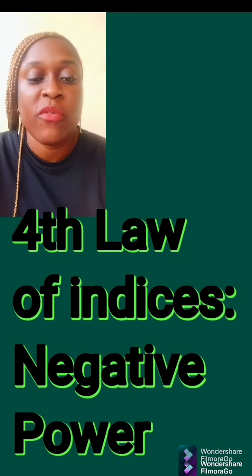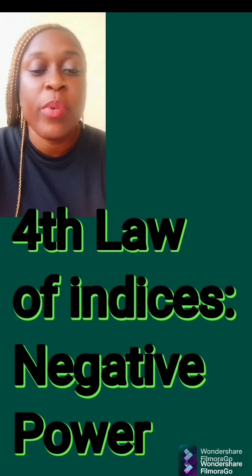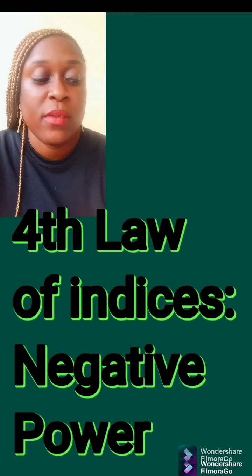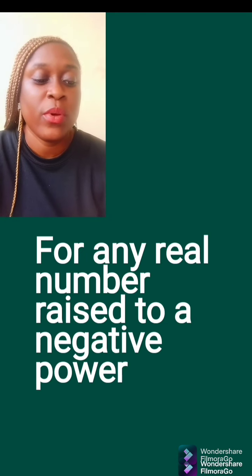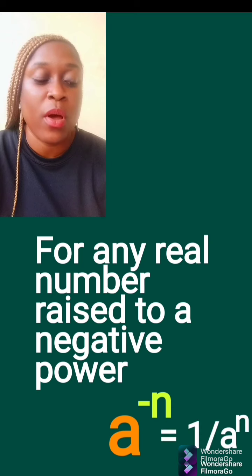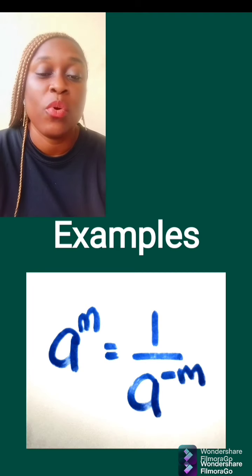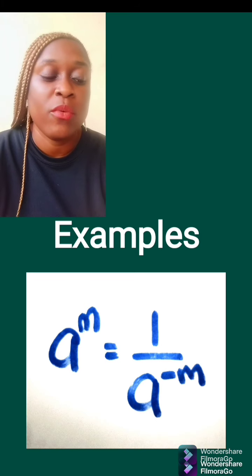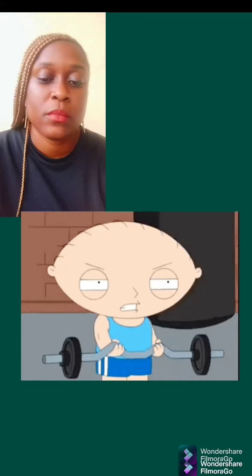And so we'll quickly go on to our fourth law, which is our negative power or our negative indices. And this states that for any real number a raised to a negative power, let's say minus m, is equal to the reciprocal of that number raised to the positive number. Now, for instance, we have a raised to power minus m will be equal to 1 all over a raised to power m. And also the inverse is also true for that. So this law is simple and straightforward and something that you can simply do, okay?